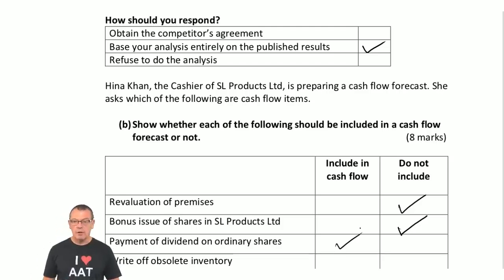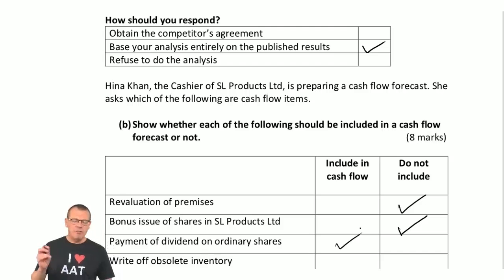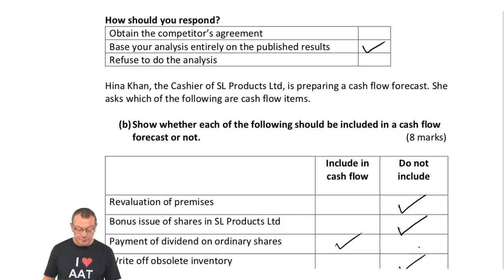Write off obsolete stock. Obsolete stock is stock that can no longer be used. Often you could get a scrap value for this, and if that is the case, then brilliant, there's some money coming in on it. However, if you are writing it off completely, there's no scrap value, and therefore you will not get any money for it. So, is there any money coming in or leaving? No, there isn't. There's no cash coming in or leaving the business. So what we have here is do not include. So that is that section covered.